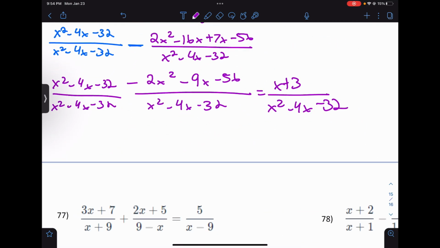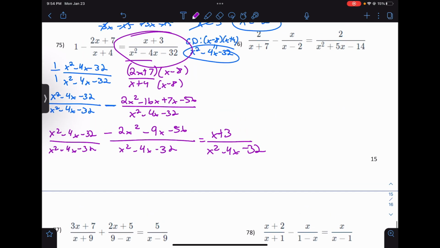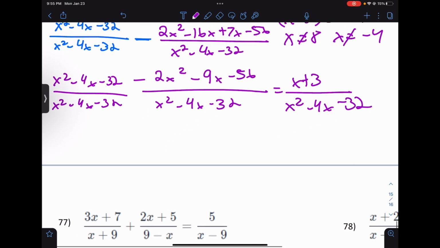All right. So now we can go ahead. We got our common denominator all across the board. Let's figure out what x cannot equal. So we'll take our factored form of the denominator, x minus 8 and x plus 4, set that equal to 0. We get that x cannot equal 8 and x cannot equal negative 4. So then we've got to go through and actually solve this. So we get x squared minus 4x minus 32.